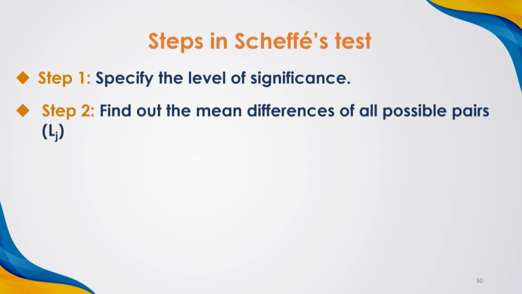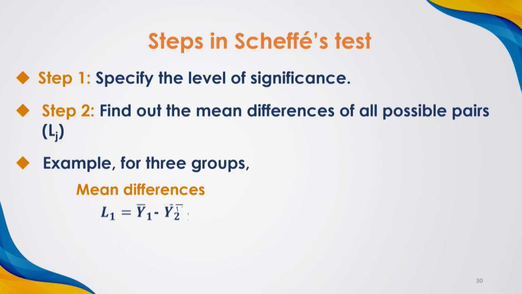In the second step, we will be finding out the mean differences of all possible pairs denoted by Lj. So, here j runs from 1 to 3 because we had 3 treatments to be compared. So, we have 3 comparisons, 1 with 2, 1 with 3 and 2 with 3. So, j is running from 1 to 3.